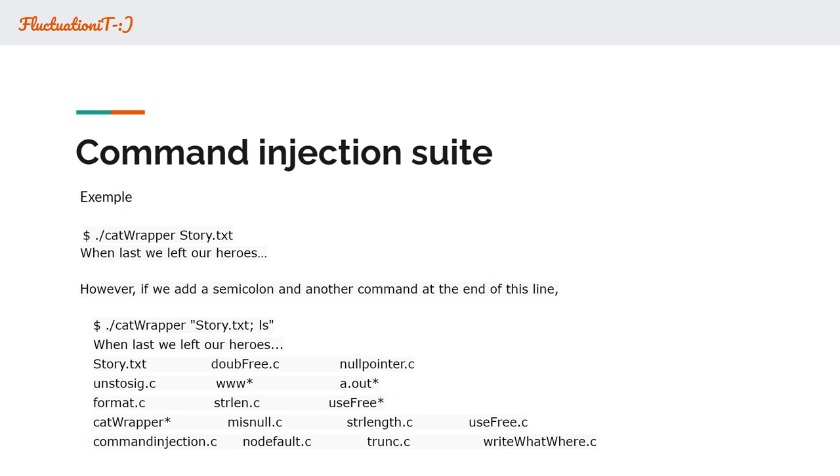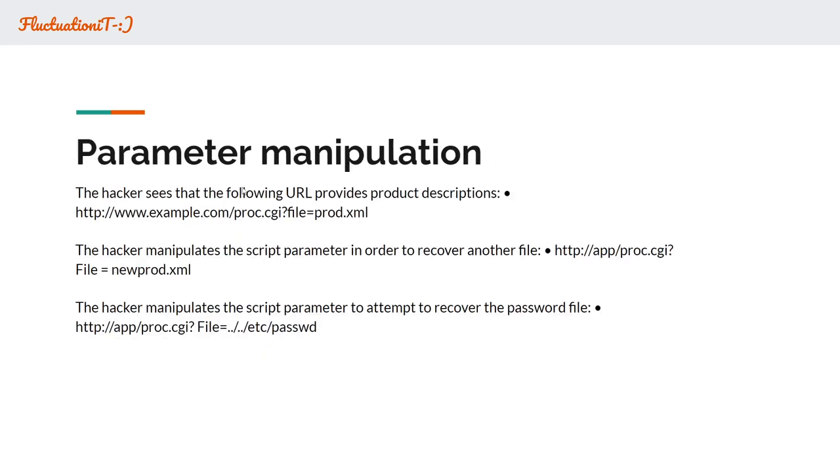Okay, so let's continue. We have parameter manipulation. Like you can see here, the hacker sees that the following URL provides a product description, for example. So the hacker manipulates the script parameter in order to recover another file, for example, a new product XML file with proc.cgi. The hacker manipulates the script parameter to attempt to recover the password file, like you can see here.